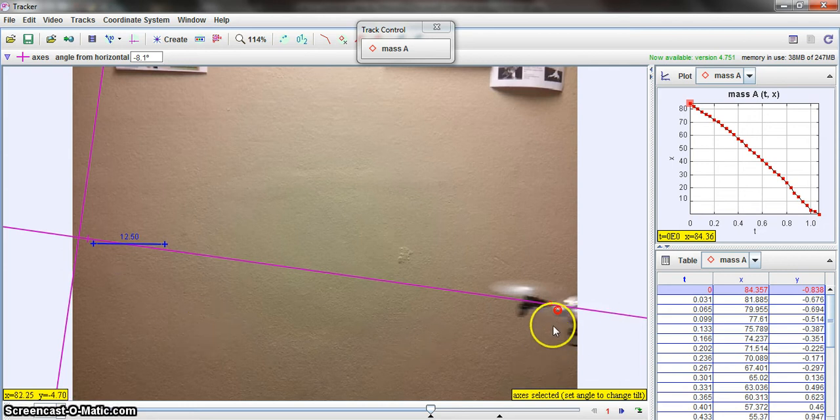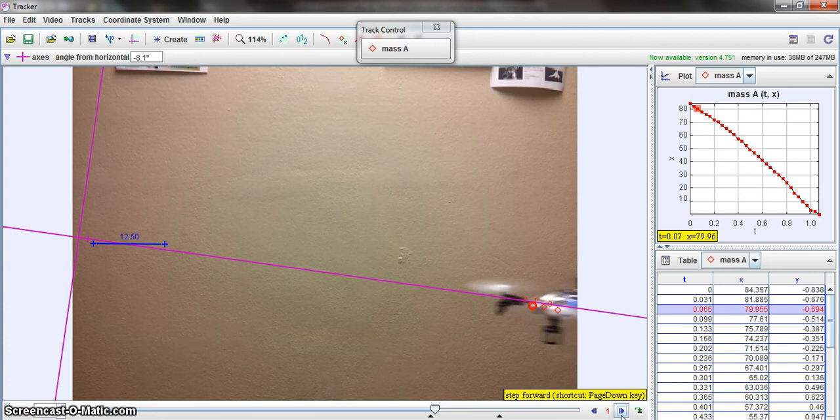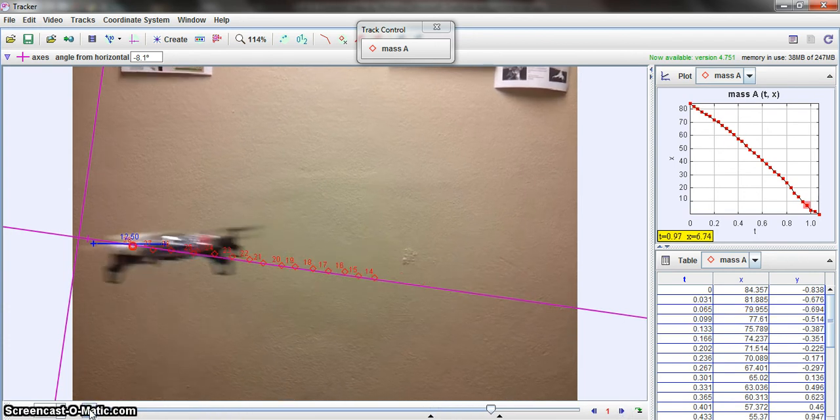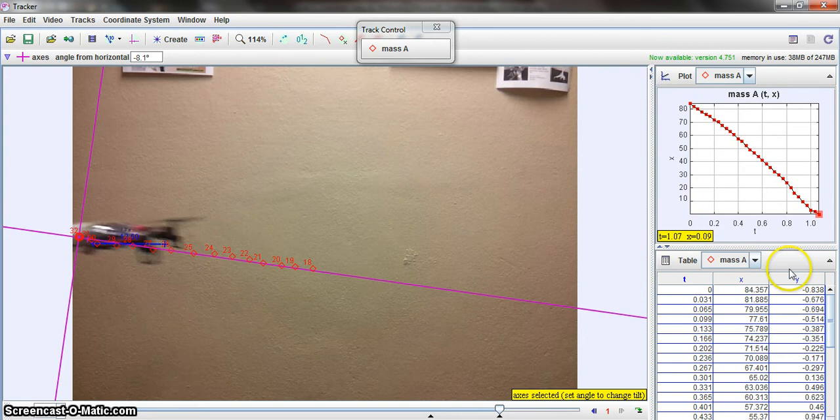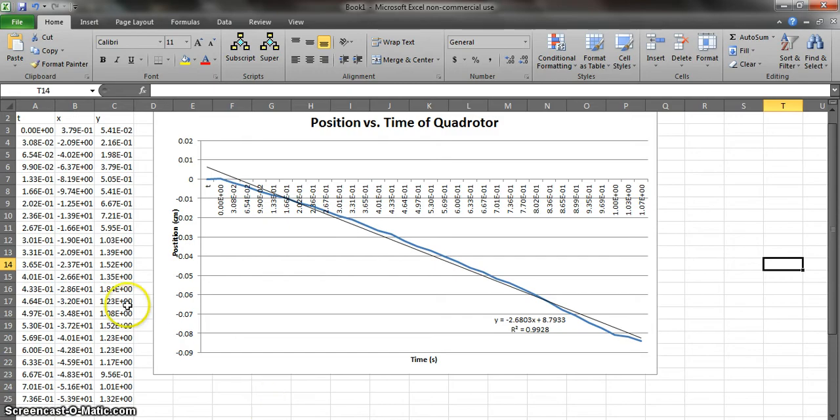Then, at the very beginning, I tracked a point and set up the axes between the end point and beginning point, and I set up a point for each frame until it reached the end. Then, using the data generated in the table over here, I imported the data into Excel and created a position versus time graph for the quad rotor.